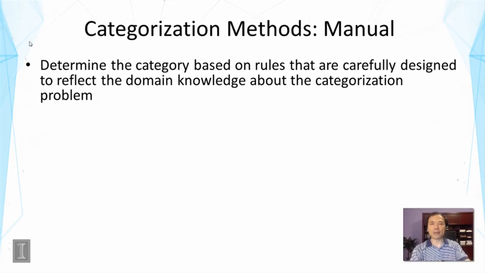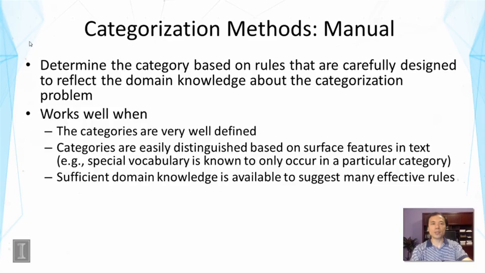So for example, if you want to do topic categorization for news articles, you can say, well, if the news article mentions a word like game and sports 3 times, then we're going to say it's about sports. Things like that. And this would allow us to deterministically decide which category a document should be put into. Now, such a strategy would work well if the following conditions hold. First, the categories must be very well defined, and this allows a person to clearly decide the category based on some clear rules.